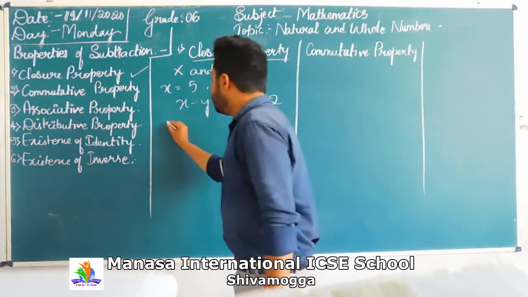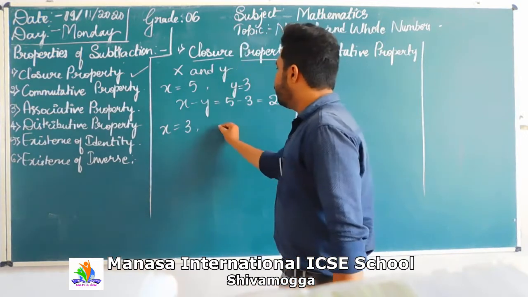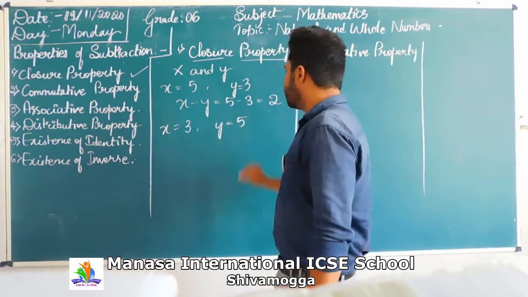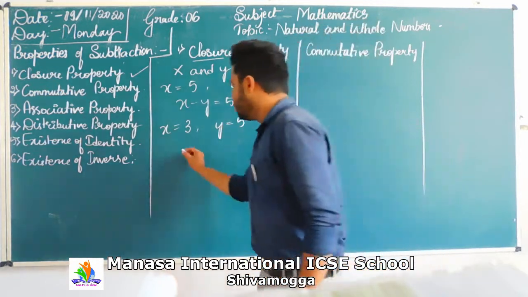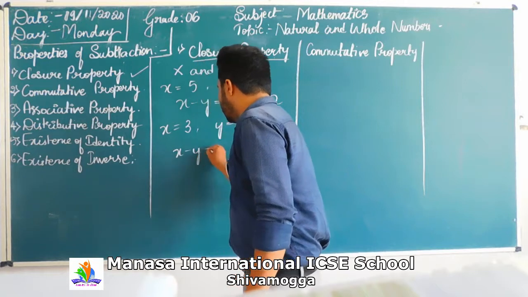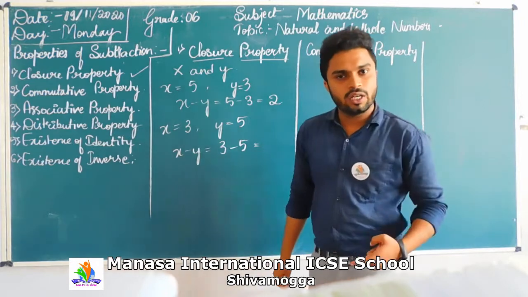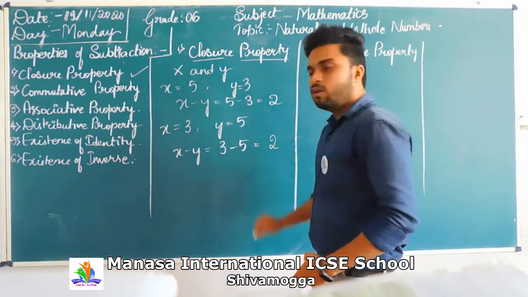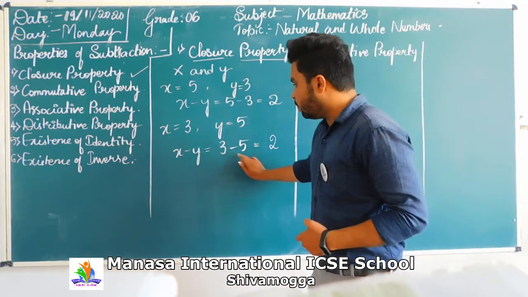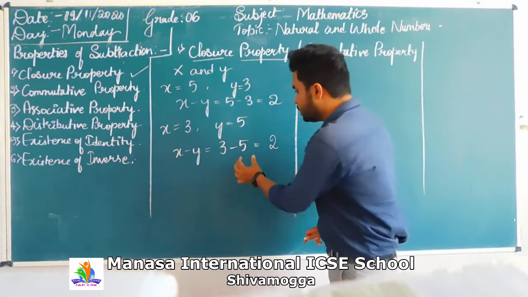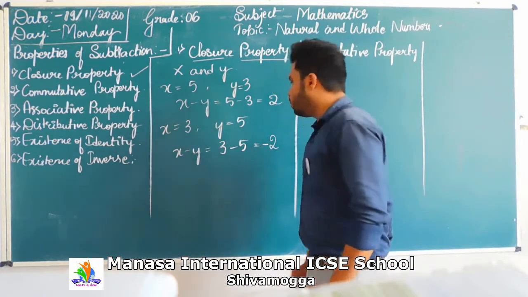Now take the same thing, x equal to 3 and y equal to 5, by changing the numbers. Let's see what we get. x minus y is equal to 3 minus 5. The subtraction itself gives 2, but we write the sign of the bigger number. Which is bigger, 3 or 5? 5 is bigger. What is its sign? Minus. Hence we write it this way.